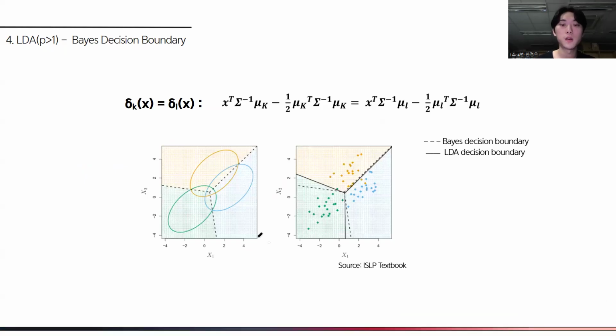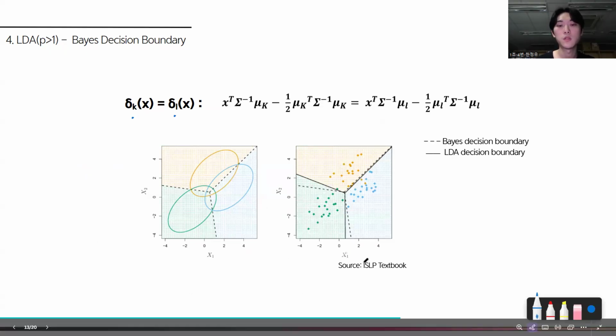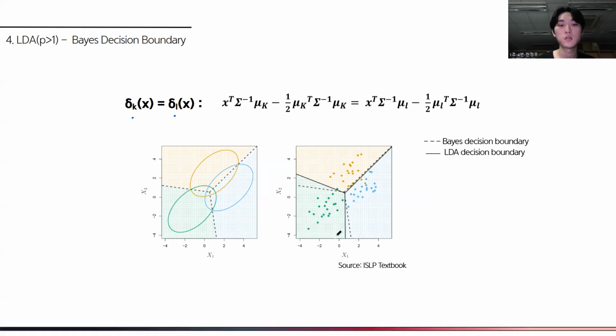The Bayes decision boundary for two classes k and l is given by the following equation. Expanding the equation shows that it is a linear expression in terms of x. The figure shows that the decision boundary is linear. Therefore, the Bayes decision boundaries exist. We divided the predictor space into three regions.